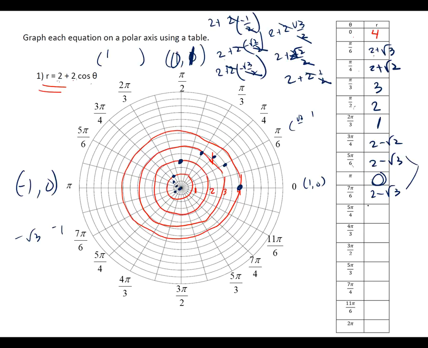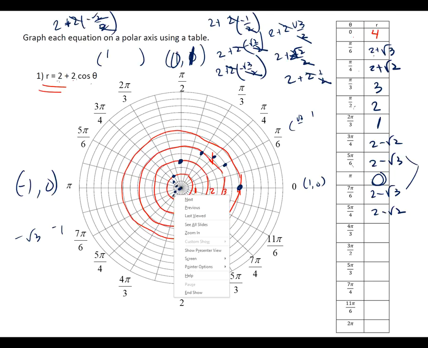Okay. All right. So 5 pi over 4. What's the cosine of 5 pi over 4? Negative square root of 2 over 2, right? So those are going to cancel. This should have been a minus sign. So we got the 2 minus square root of 2 again. So again, I got 2 minus 1 point something. So I'm at 5 pi over 4, and I'm a little bit further out.